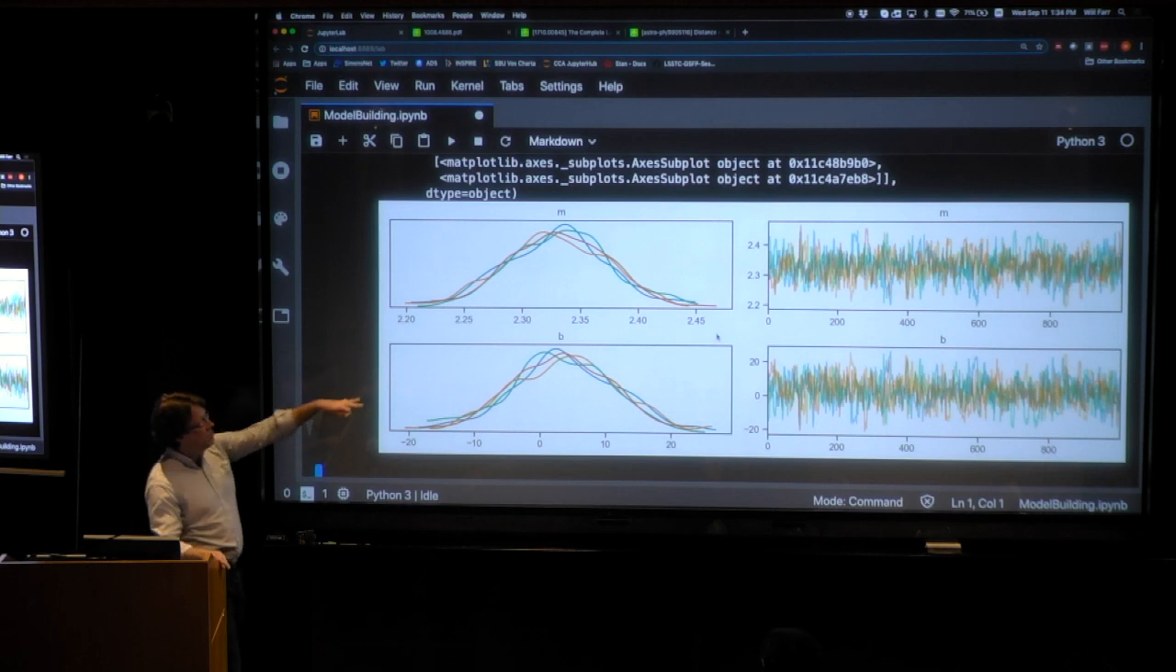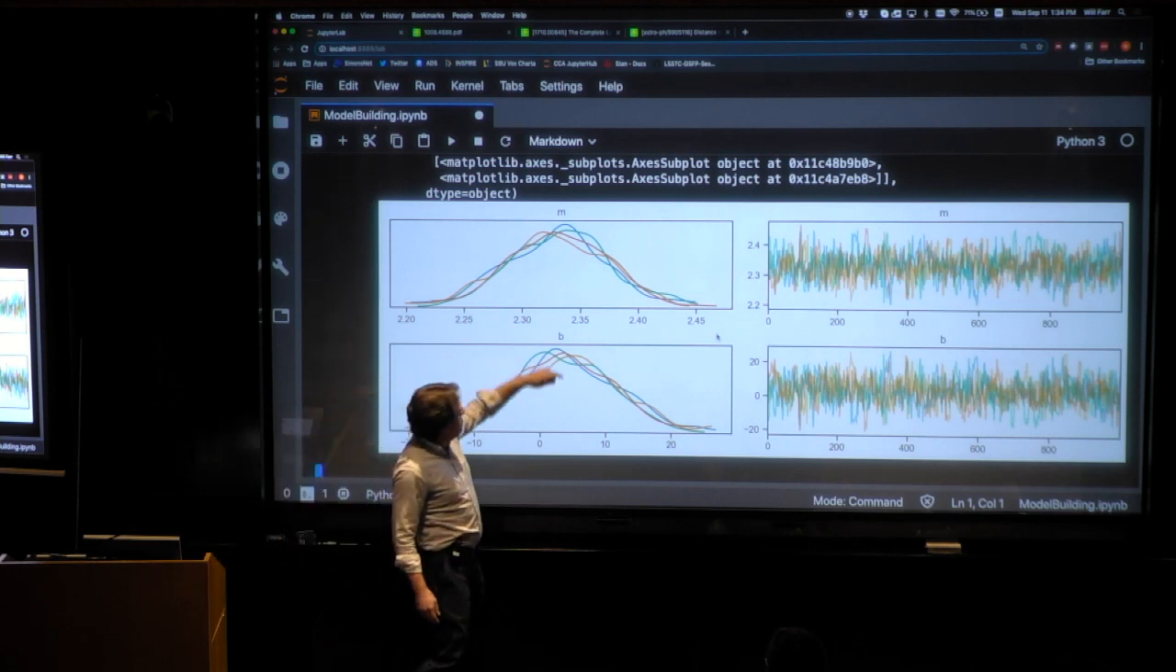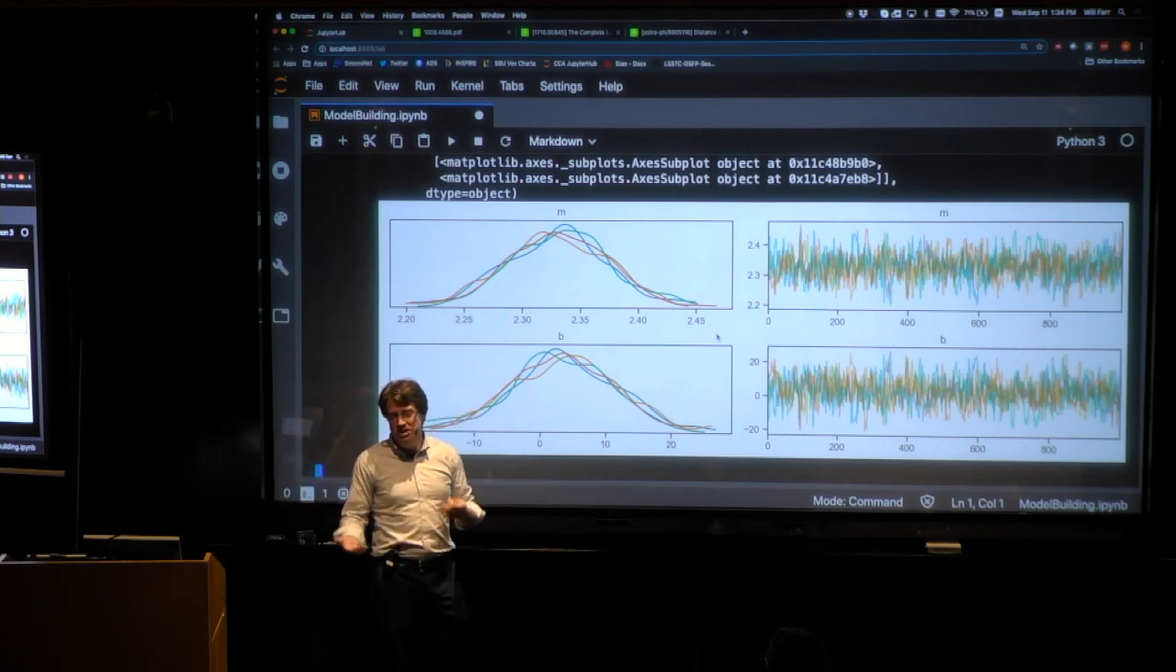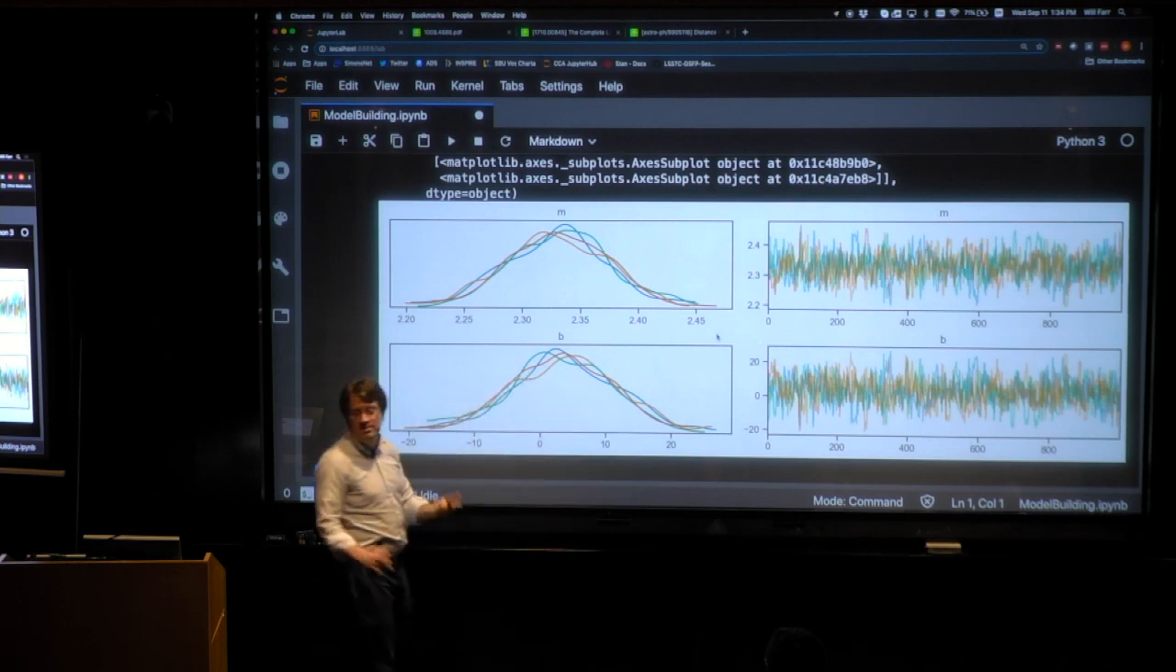You can see these chains are well mixed, right? All the 4 chains overlap each other. It gives you histograms of M. If you really wanted to know what the slope was between our magical X and our magical Y, it gives that, and the intercept B. Okay, great.